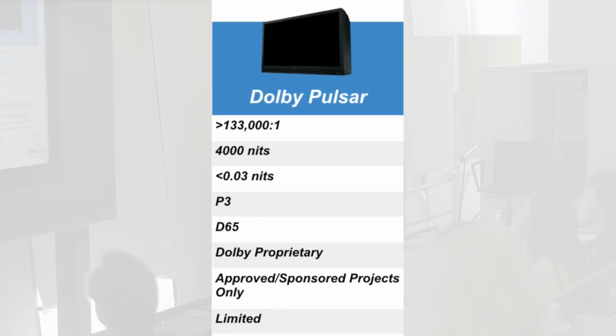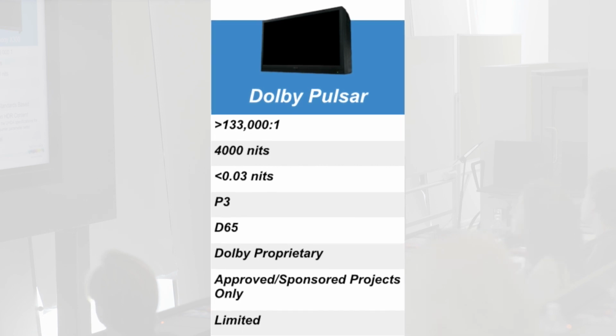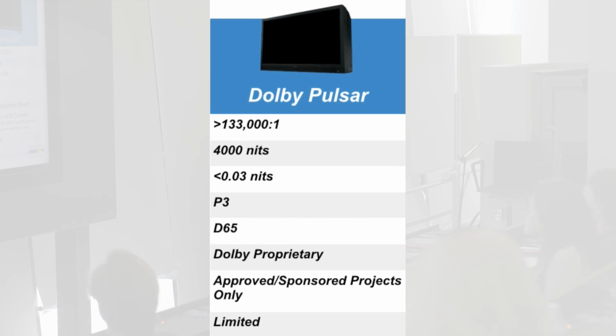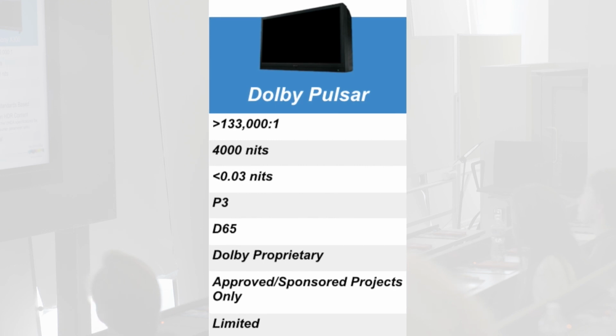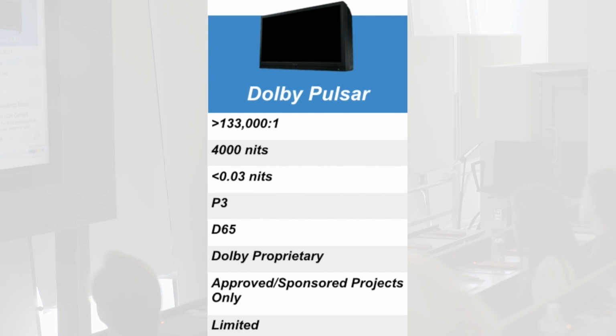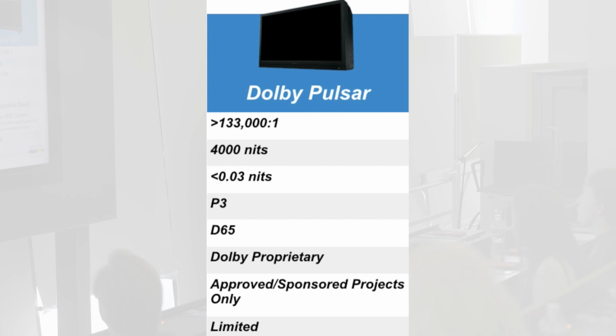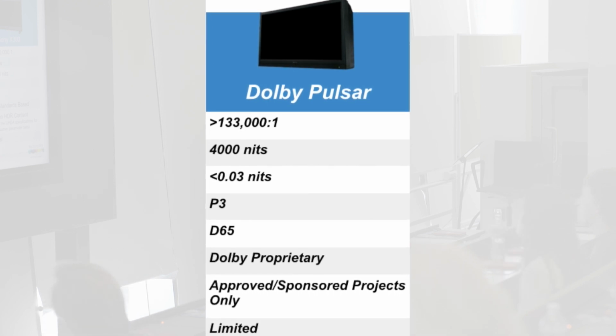Next, we have a Dolby Pulsar. This is representative of a closed ecosystem. Dolby has their own proprietary screen, of which they have 7 or so, maybe 12 at any given moment in the world. These screens are now being used to create studio content. So there is some studio content being made on a Dolby Pulsar, which now the peak white has moved from 100 nits to 4,000 nits. So a lot more brightness. And the dark level has moved down to 0.03 or a little bit less.